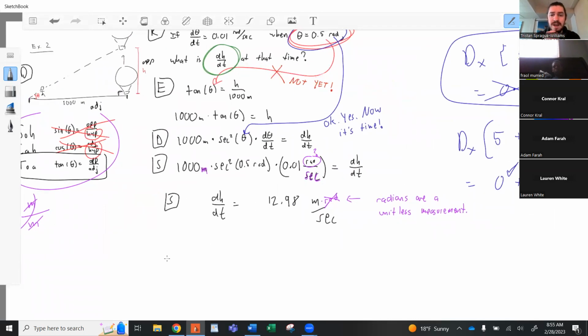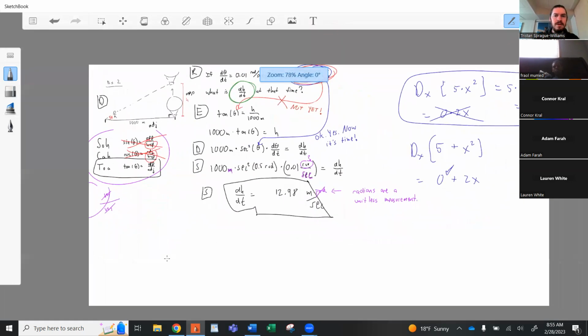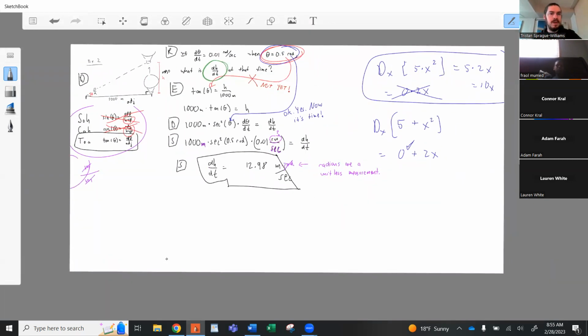So yeah, that doesn't really contribute anything. So we really just have, this is our answer, 12.98 meters per second. And there we go.